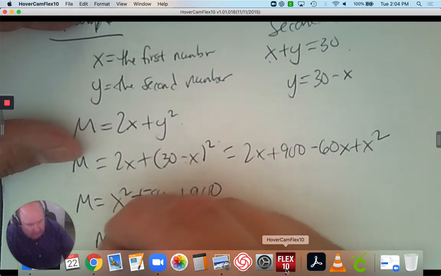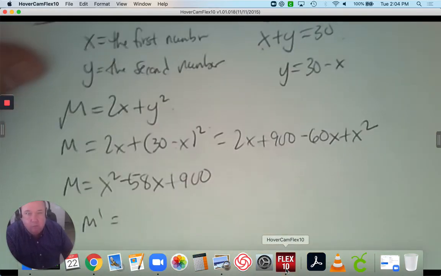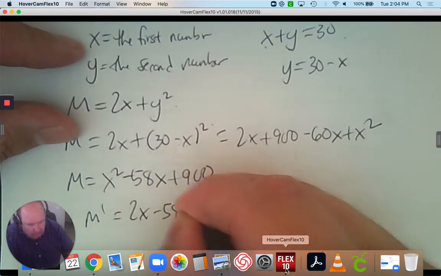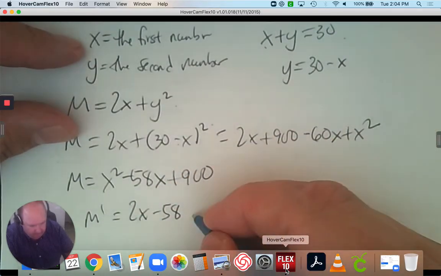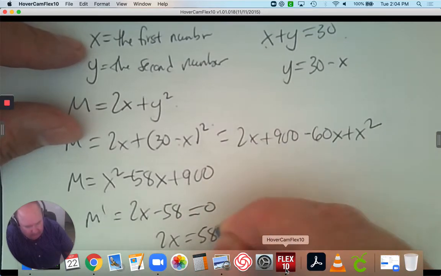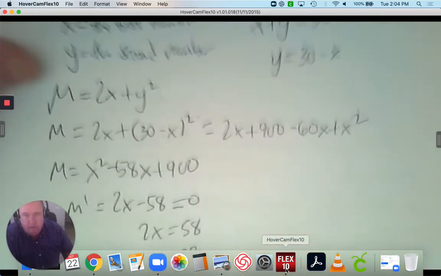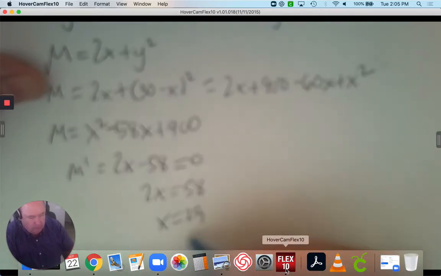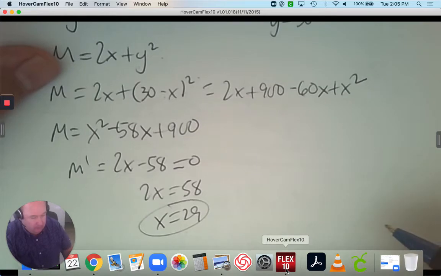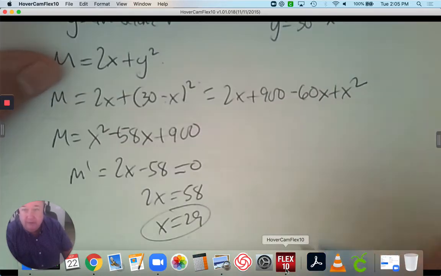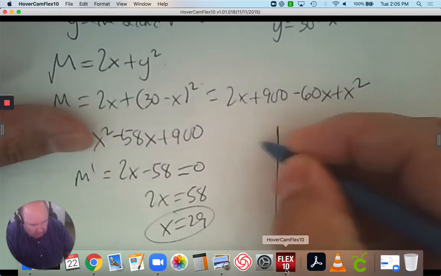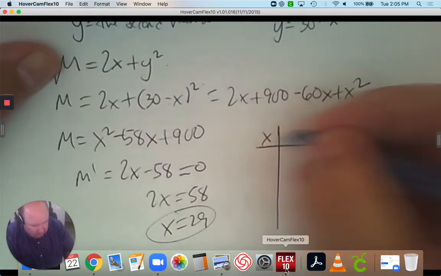So I'm going to take the derivative, and the derivative here is 2x minus 58. And I'm going to make it equal to 0. So if I solve it, I get 29. So that's a critical value. I also need to know the ends of it. So if I want to find this as a maximum, like the absolute maximum in this area, I'm going to create a little table of values.